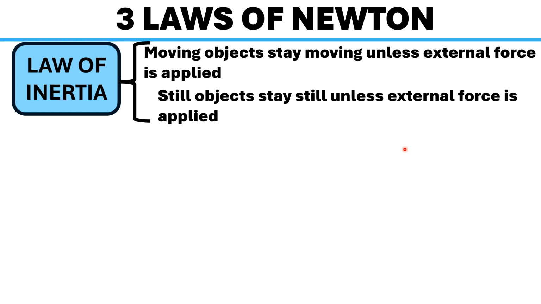Now, still objects stay still or stationary unless an external force is applied. So if you leave a ball on the floor, it's going to stay on the floor, not moving forever until, for example, an external force like the wind or your foot kicks it away, moves it away.